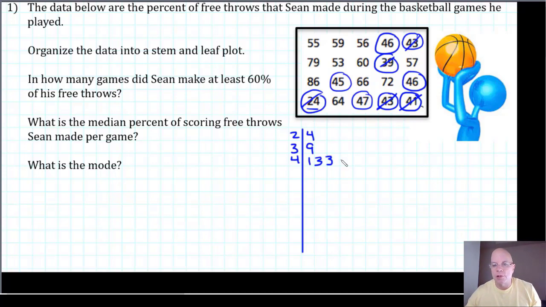We have no 44s, but I have a 45. If memory serves, yeah, there's two 46s. I've done the 45. I have two 46s, so show the 6 twice, and then a 47.